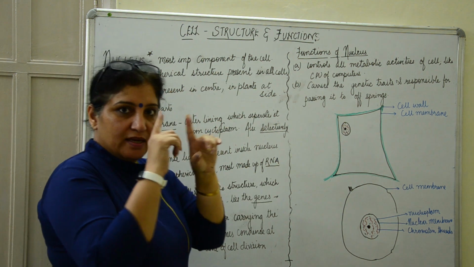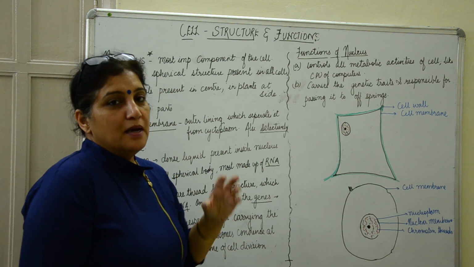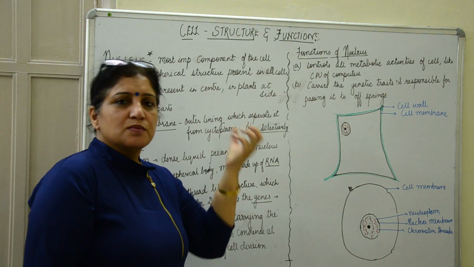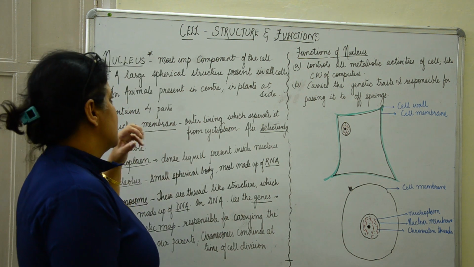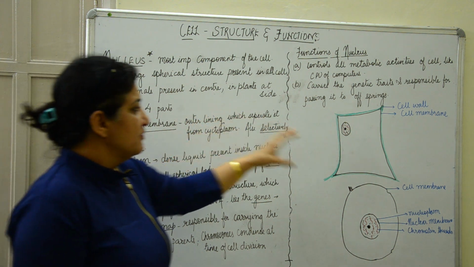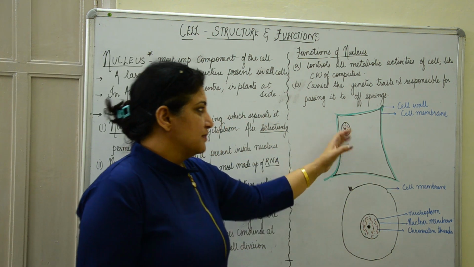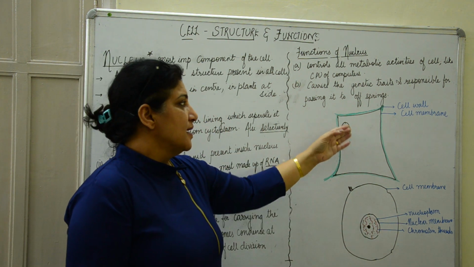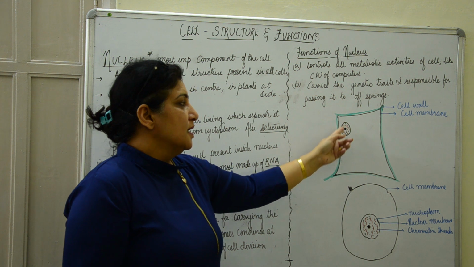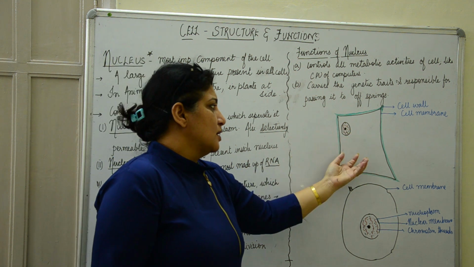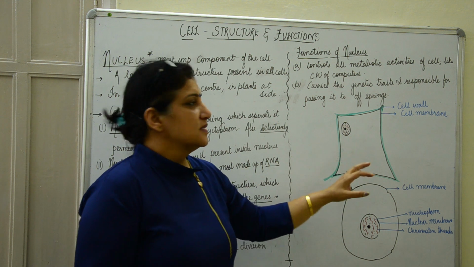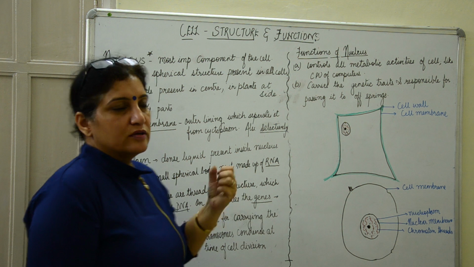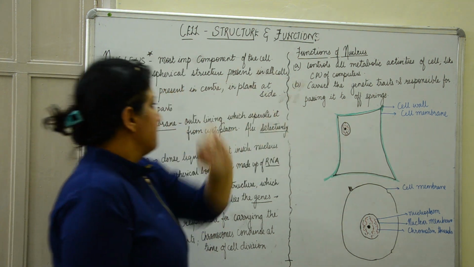It is a large spherical membrane-bound body present in the cell. Since it is quite large, it is very easily visible in all cells. I have made this diagram so that you can compare it side by side. In animal cells, it is present almost in the center of the cell, whereas in a plant cell, you will see that it is present at one side of the cell, because the center of the plant cell is filled with something else. It's filled with a vacuole or a cell sap. I'll come to that later.